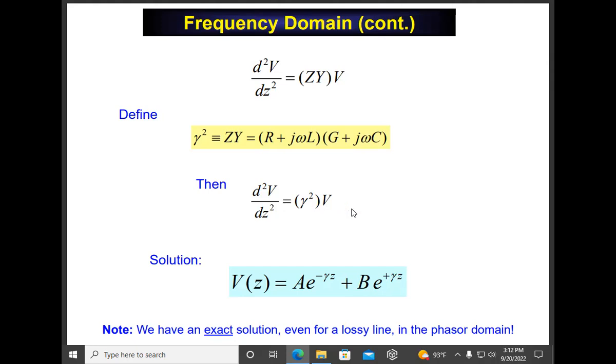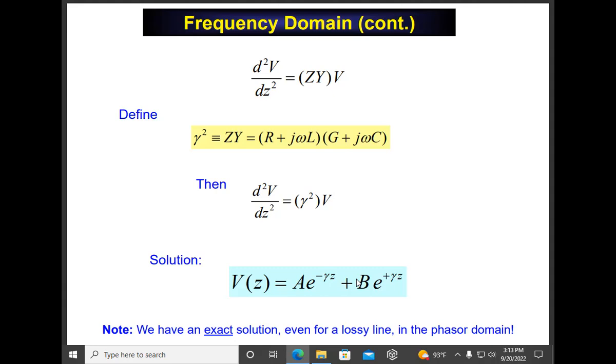We can guess the solution. The solution is just a combination of e to the minus gamma z or, equally valid, e to the plus gamma z. Now, if you wanted to, you could also say some combination of hyperbolic sine of gamma z or hyperbolic cosine of gamma z, but let's not do that. Let's just stick with this form here. Some combination of either minus gamma z or plus gamma z. A and B are just two arbitrary complex coefficients.